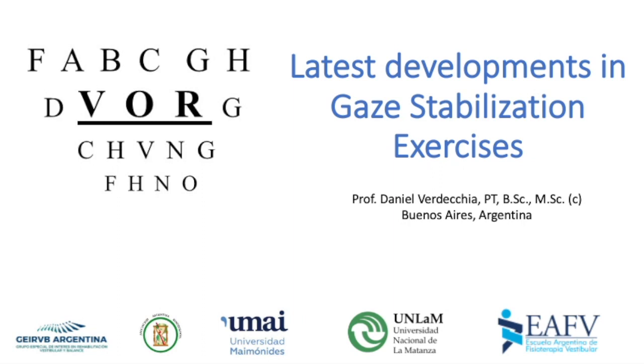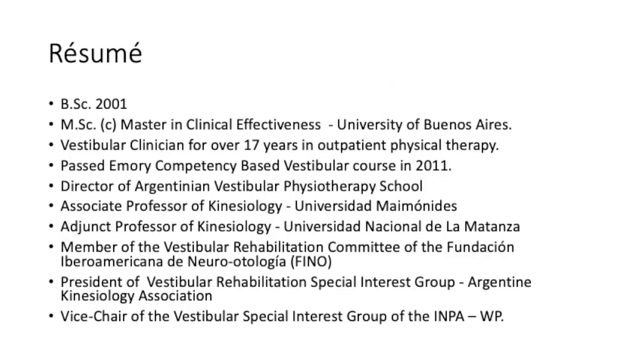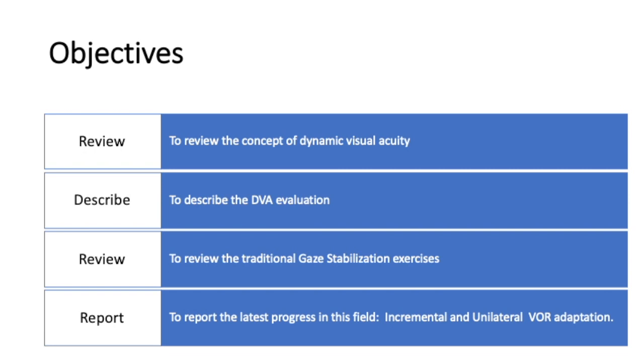Today I'm going to talk to you about the latest development in gait stabilization exercises. Okay, let's get started. Here you can see a little bit of information about myself. The objectives of this talk are to review the concept of dynamic visual acuity, to describe the DVA evaluation, to review the traditional gait stabilization exercises, and to report the latest progress in this field, incremental and unilateral VOR adaptation.